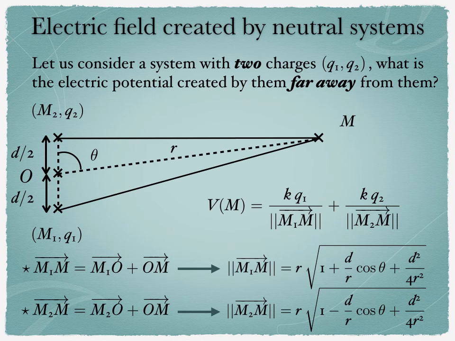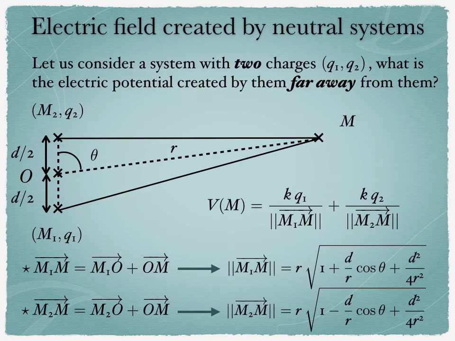So you find then that the norm of the vector M1M is equal to r, which is the distance between O and M, times the square root of 1 plus d over r cosine theta plus d squared divided by 4r squared. Next, you find that the norm of the vector M2M is equal to r times the square root of 1 minus d over r cosine theta plus d squared divided by 4r squared.